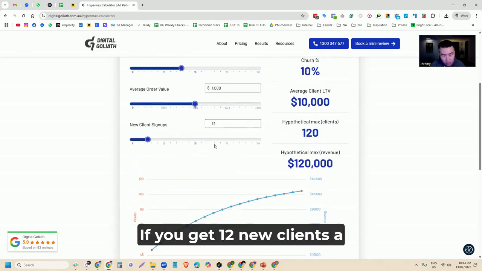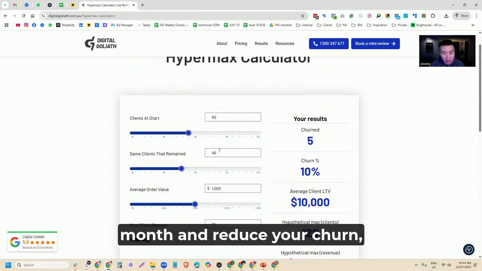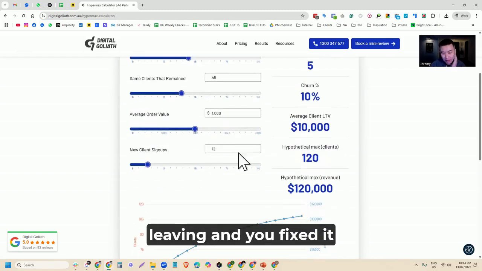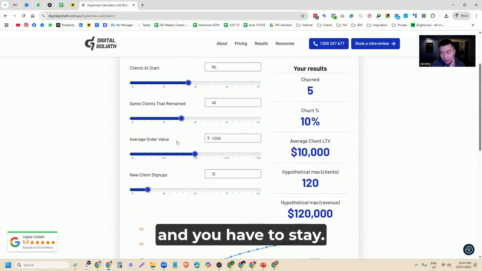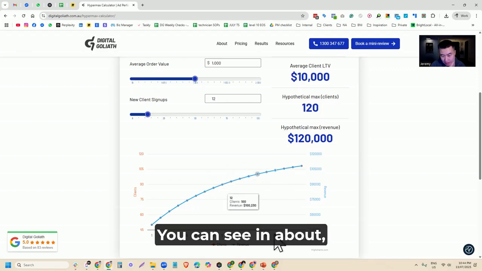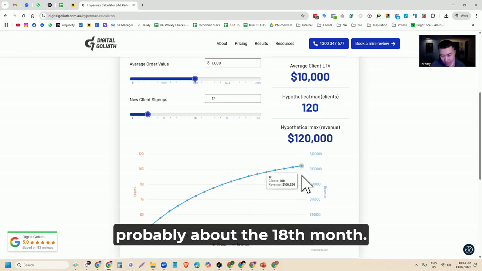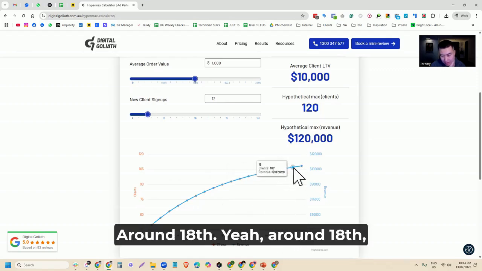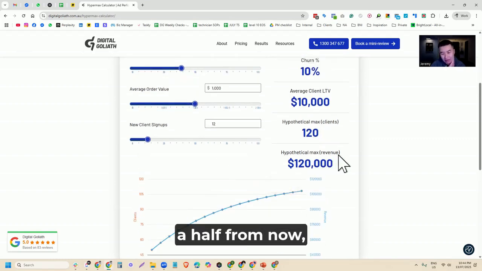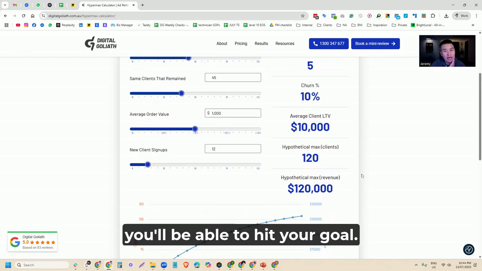If you get 12 new clients a month and reduce your churn, meaning you've come up with a better program, you plug the hole, you figure out why people are leaving and you fix it, you don't even have to play around with the order value. You can see in probably about the 18th month, around the 18th, 19th month, so about a year and a half from now, you'll be able to hit your goal.